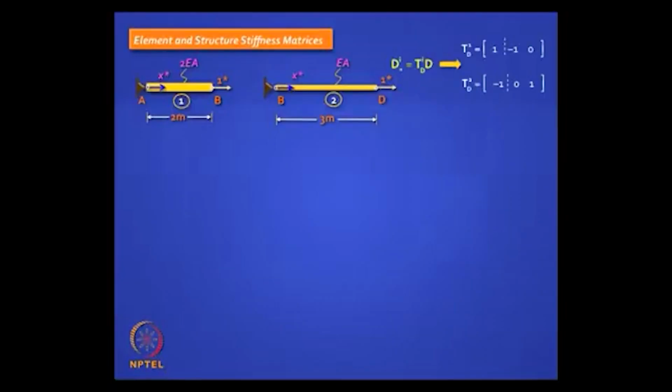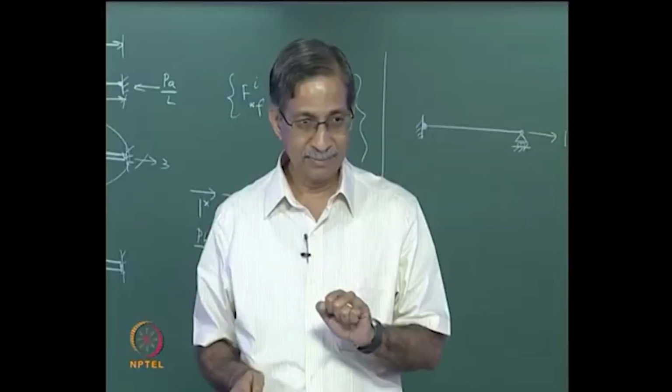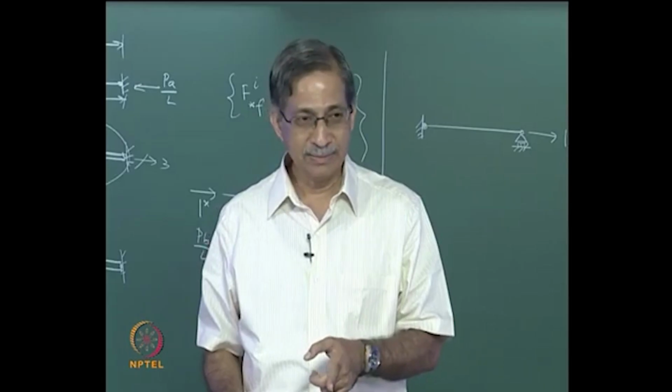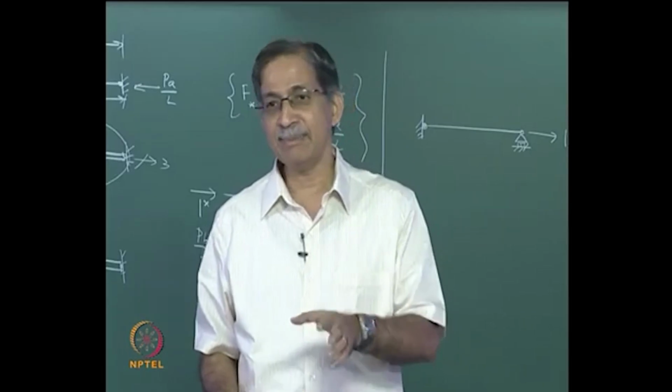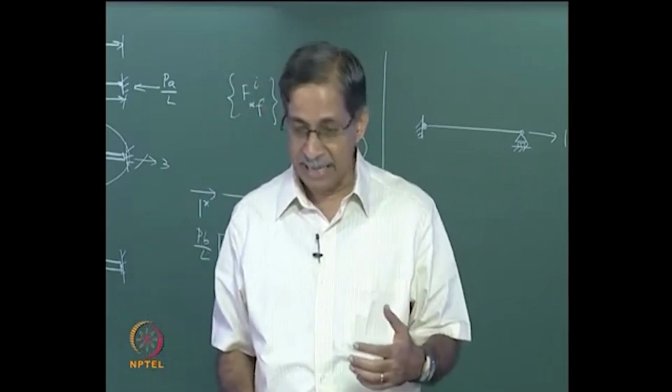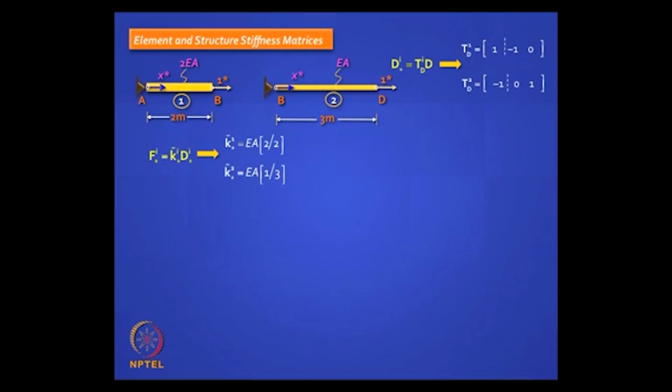Now let us generate the element and structure stiffness matrix. How do we do that? You have got TD, you need K star. What is K star? Well, you have 2 elements. For each element, K is nothing but the axial stiffness, which is EA by L. For the first element, EA is 2 EA and the length is 2 meters. For the second element, EA is the axial rigidity, and the length is 3. Okay, so you have got this. How will you put it all together in one matrix?